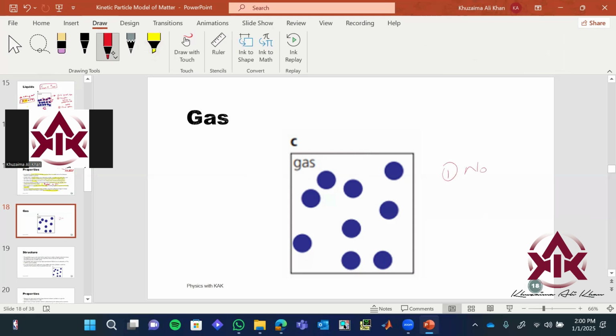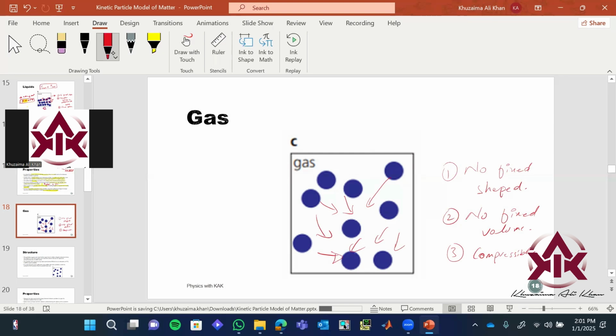You can see it has no fixed shape because the particles are arranged randomly. And as I told you before, the number of particles is reduced, so it also has no fixed volume. And the last thing: since it has huge spaces, I can decrease the spaces by compressing the particles together and bringing them closer to each other. So it is pretty easy to compress. It is compressible to a great extent. I hope it makes sense.